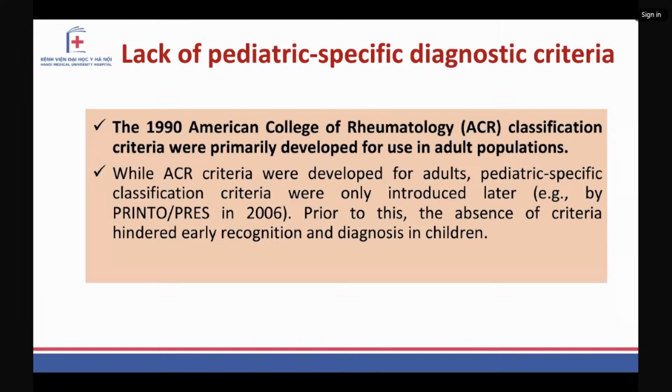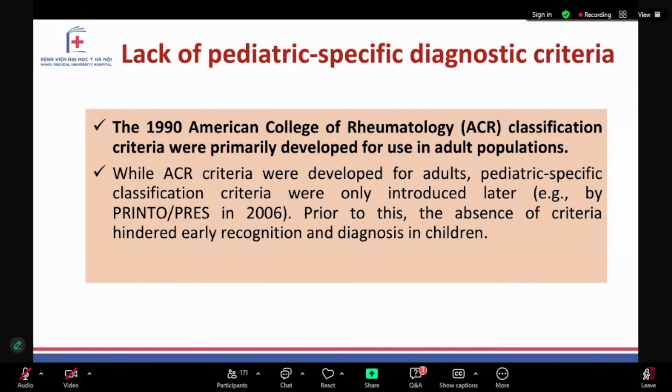And another major reason for delayed diagnosis in childhood Takayasu arteritis is the lack of pediatric-specific diagnostic criteria. And you can see the 1990 ACR classification criteria were primarily developed for use in the adult population. So up to 2006, the APLAR and PRINTO/PRES criteria appeared to be used for children.